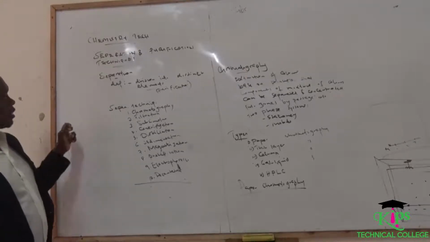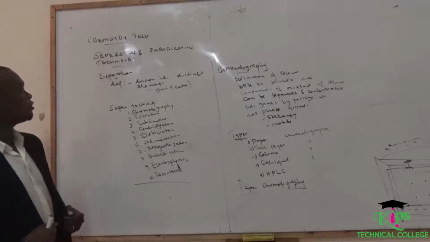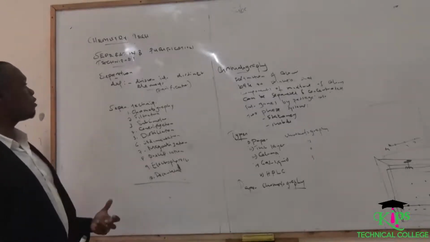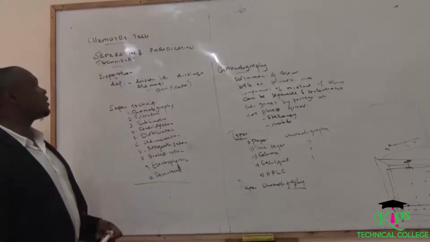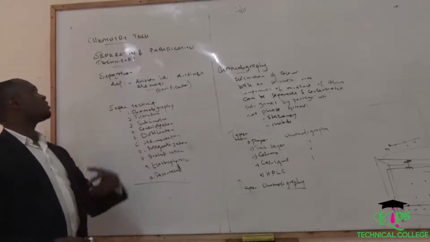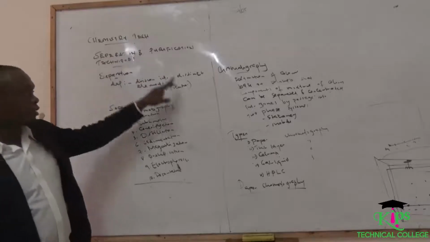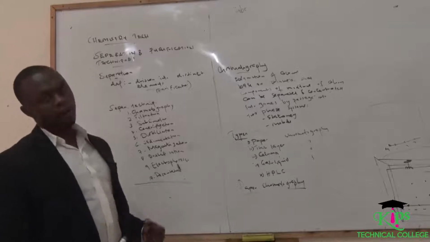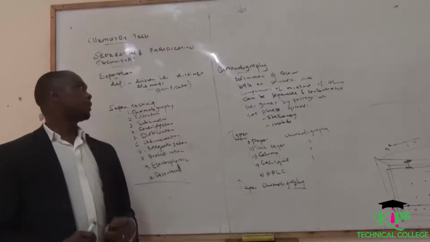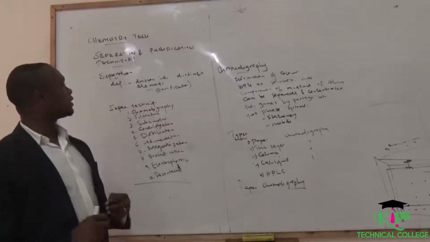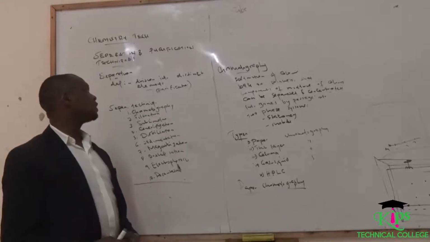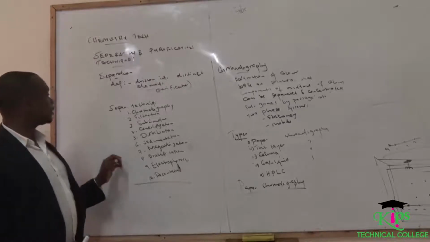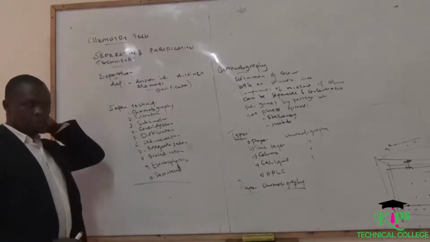Basically, separation refers to the division of components or substances into distinct elements. So we can say that separation is a purification technique because you are trying to divide a particular substance, or a particular component, into distinct elements. Now, we have different types of techniques that you can apply in separation.